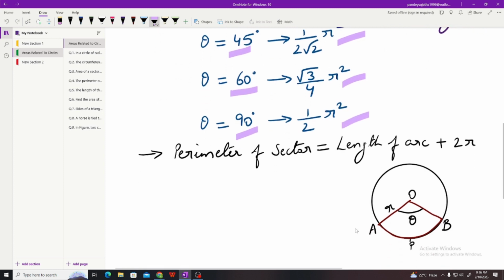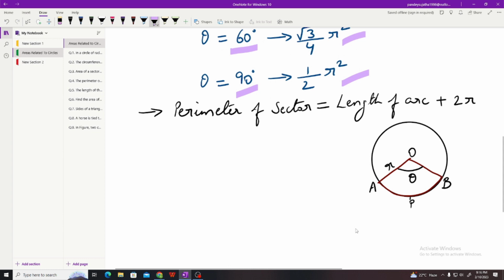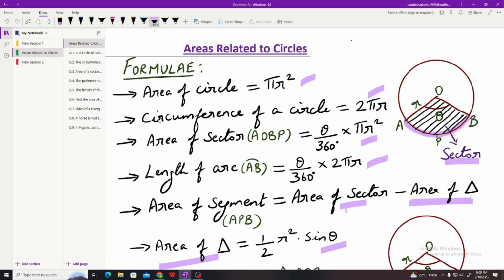Now just see perimeter of sector. So this A to O, O to B and this whole arc AB is perimeter of sector. So perimeter of sector is length of arc, that is AB, plus 2 times of radius. So when we add these two, we get perimeter of sector. I hope the formulas are clear to you. So let's solve the questions.